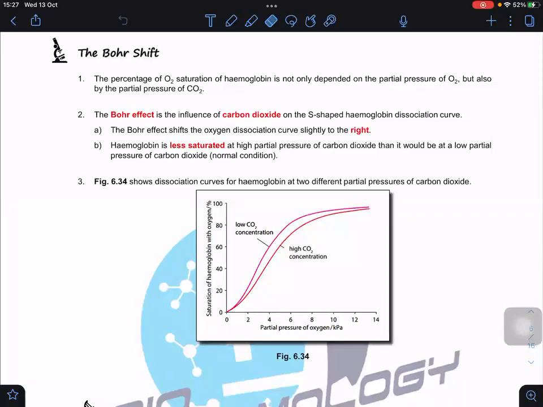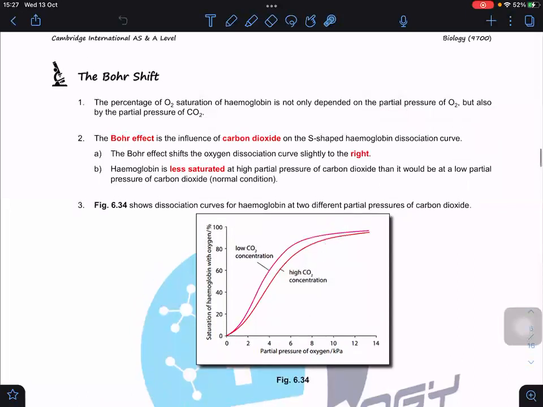Now, let us look at the Bohr shift, okay? A slightly adjustment to our extractions of the O2 from hemoglobin. We want hemoglobin to release more O2, even more readily in this case, okay? From the previous oxygen dissociation graph, we look at how the O2 saturation depends on the partial pressure of O2, correct or not?